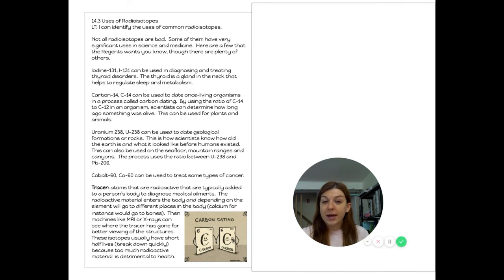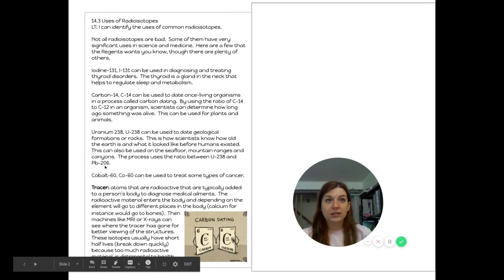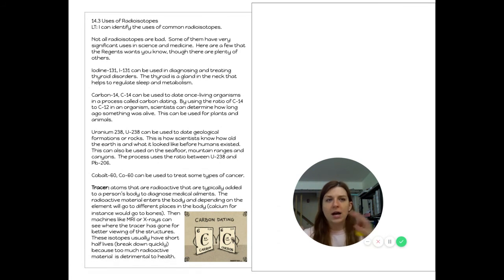Next, we have uranium-238. Kind of the same way, except it's used for rocks. So when a rock is formed, there's usually going to be uranium-238 in there. And once that rock is formed, no more uranium is being added to the rock. So you can figure out the age of a rock or a mountain range or a canyon or something to that effect by figuring out the amount of uranium-238 in there, because the uranium-238 is going to decay, and it decays into lead-206. So over time, it doesn't just skip from uranium-238 to lead-206. It kind of has to go through a few different decays.